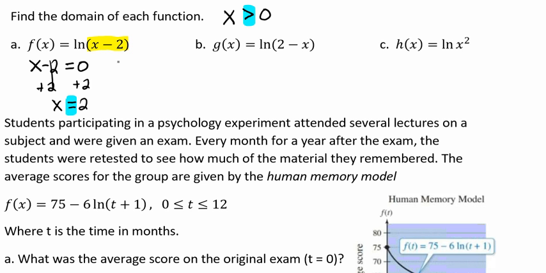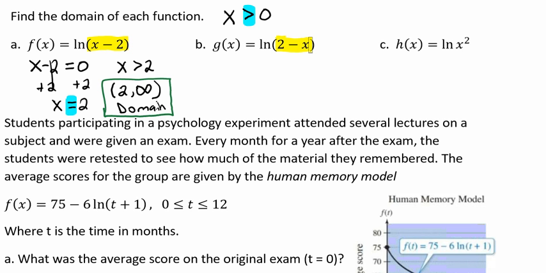Let's rewrite that a little bit differently. So x has to be greater than 2. That tells us that we're going to go from 2 to infinity for our domain. So our domain is between 2 and infinity. I want you to go ahead and try letter B on your own. Push pause, do letter B, and when you're done, push play, and let's see if you're right.